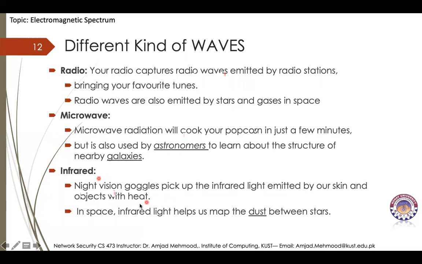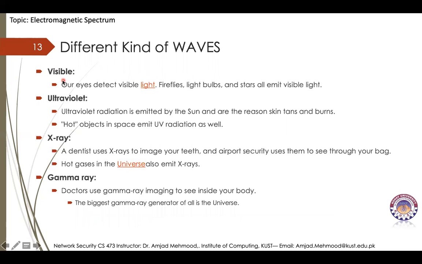Infrared: night vision goggles pick up the infrared light emitted by our skin and objects with heat. In space, infrared light helps us map the dust between stars. Visible: our eyes detect visible light. Fire, fireflies, bulbs, and stars all emit visible light. Ultraviolet: ultraviolet radiation is emitted by the sun and is the reason skin tans and burns. Hot objects in space emit ultraviolet radiation as well.